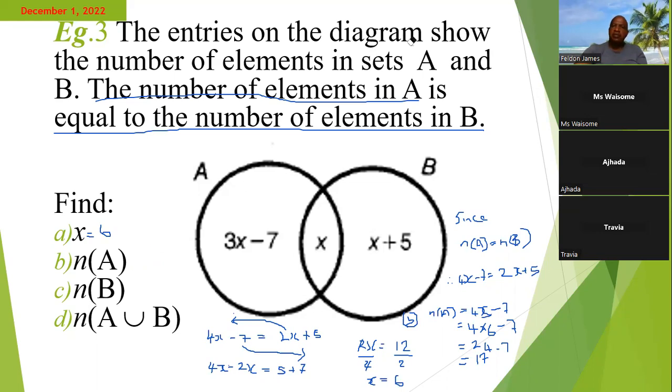What I want you to do for me now is calculate the number of elements in B, and then calculate the number of elements in A union B. The number of elements in A is going to be 17. What is the number of elements in B? Calculate it and tell me what you get.